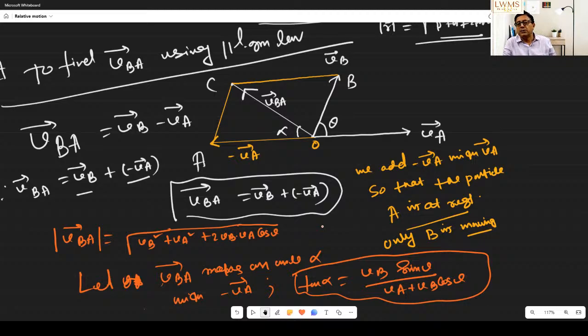Now, this concept of relative motion we can apply in several cases. I am just going to tell you about the rain and man problem. A man, a very old man like me, is just walking on the ground and it started raining.